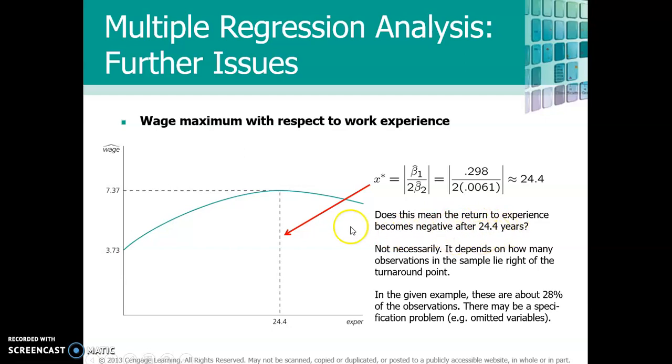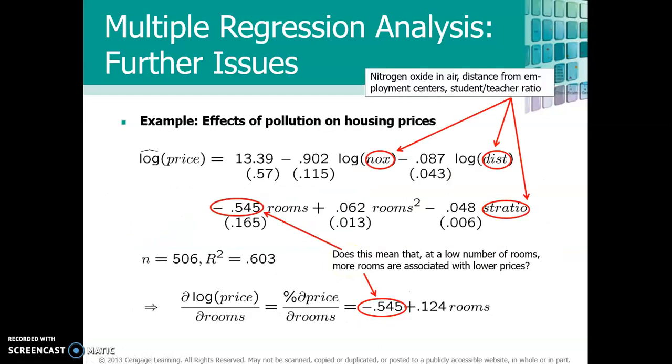Not necessarily, because it will really depend on the number of observations that actually lie to the right-hand side of the turnaround point. So it depends on how many observations are here. If you have fewer observations, then the effect will be different. If it's more, again, the resulting effect will be different. Therefore, it doesn't mean that after 24.4 years the return on experience will become negative. That is just a word of caution that I wanted to bring forth.